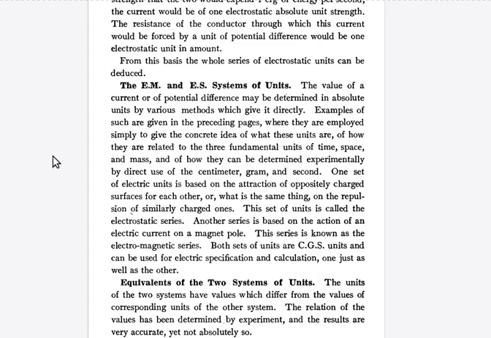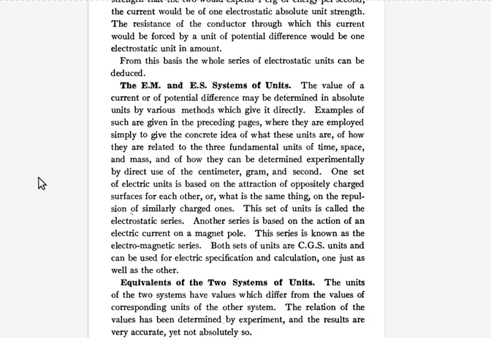The EM and ES systems of units. The value of a current or of potential difference may be determined in absolute units by various methods which give it directly. Examples of such are given in the preceding pages, where they are employed simply to give the concrete idea of what these units are, of how they are related to the three fundamental units of time, space, and mass, and of how they can be determined experimentally by direct use of the centimeter, gram, and second.